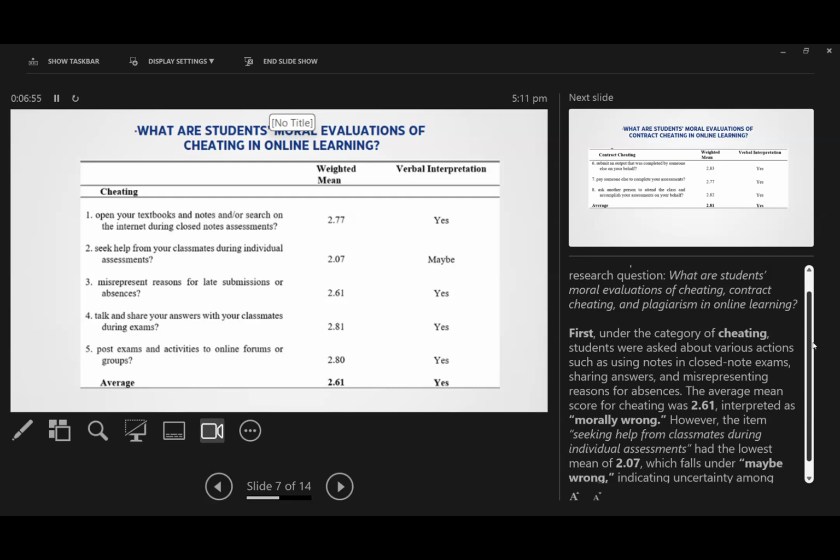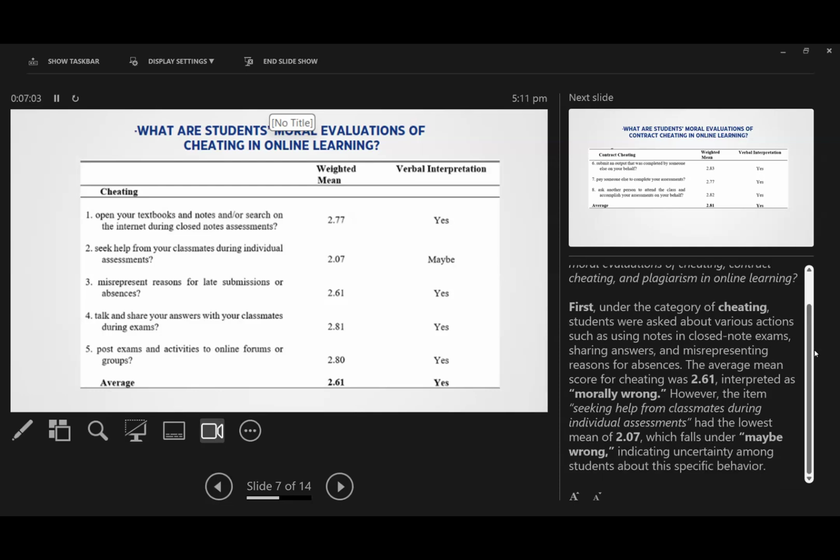First, under the category of cheating, students were asked about various actions, such as using notes in closed notes exams, pairing answers, and misrepresenting reasons for absences. The average mean score for cheating was 2.61. This was interpreted as morally wrong. However, the item seeking help from classmates during individual assessments had the lowest mean of 2.07, which falls under may be wrong, indicating uncertainty among students about this specific behavior.